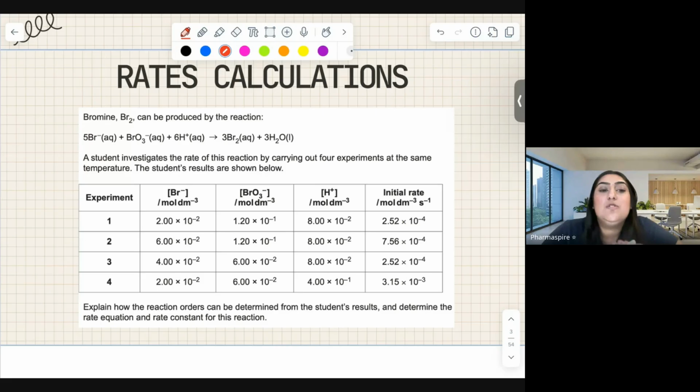So they said the student investigates the rate of this reaction by carrying out 4 experiments at the same temperature. The student results are shown below. Explain the reaction orders that can be determined from the student's results. Determine the rate equation and rate constant for this reaction.